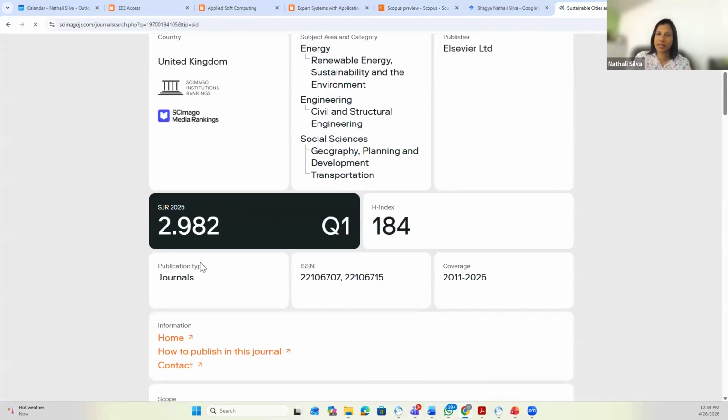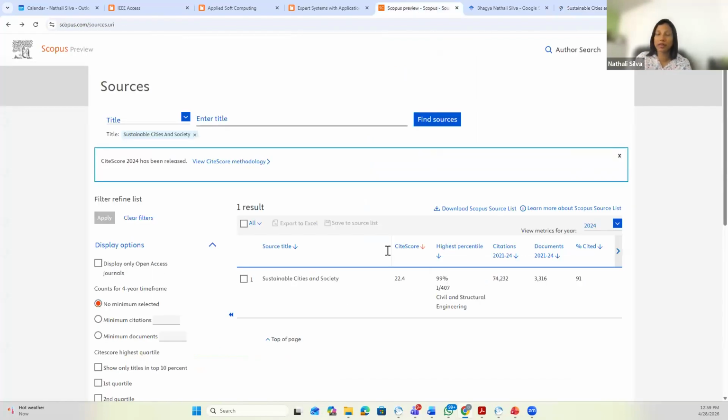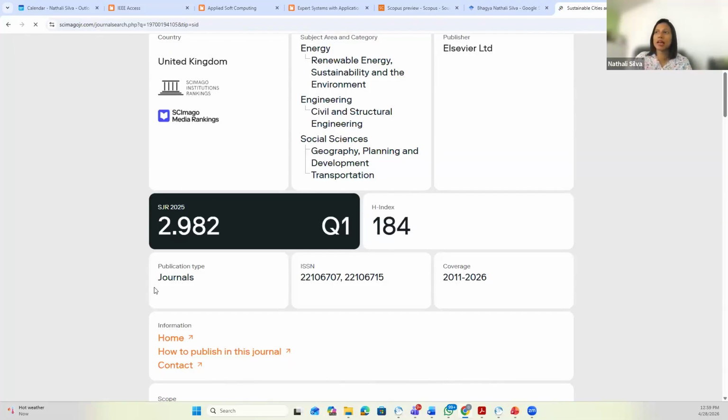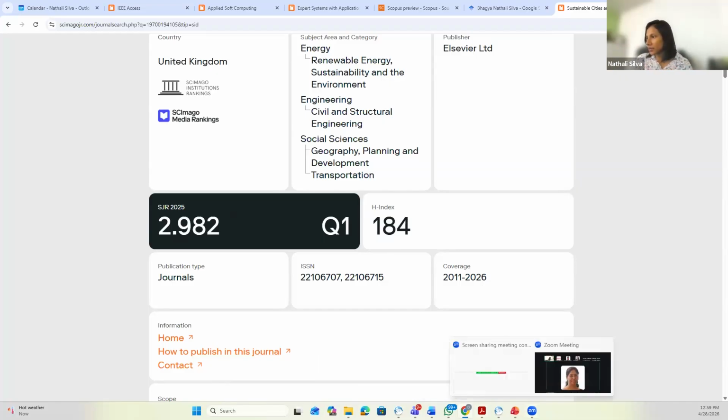you can see both ranking methods are aligning. If we take the Scopus index, the CiteScore is very high, 22.4. And if we take the SJR, that is also more than 2. So it gives an indication that this journal is reputed in both ranking systems.